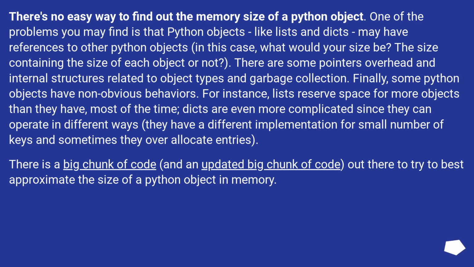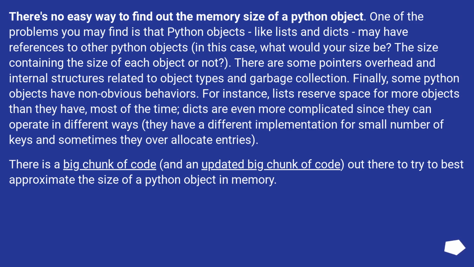Finally, some Python objects have non-obvious behaviors. For instance, lists reserve space for more objects than they have, most of the time. Dicts are even more complicated since they can operate in different ways. They have a different implementation for small number of keys and sometimes they over-allocate entries.